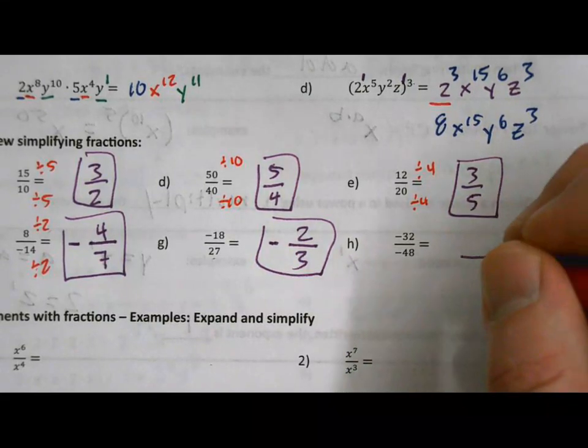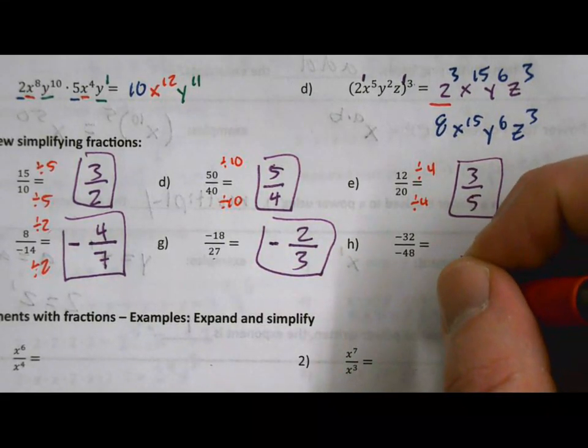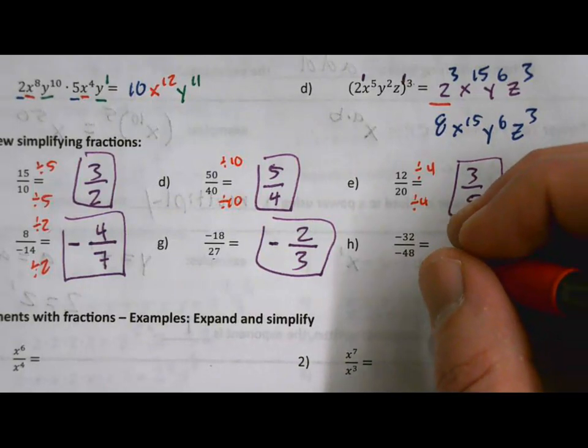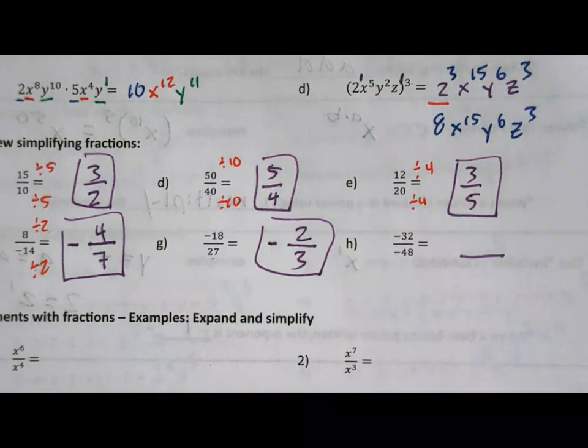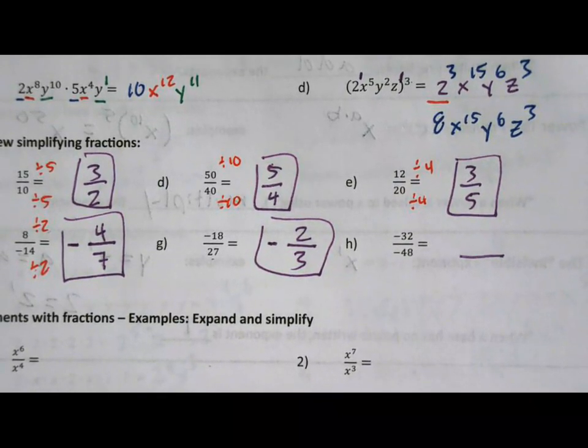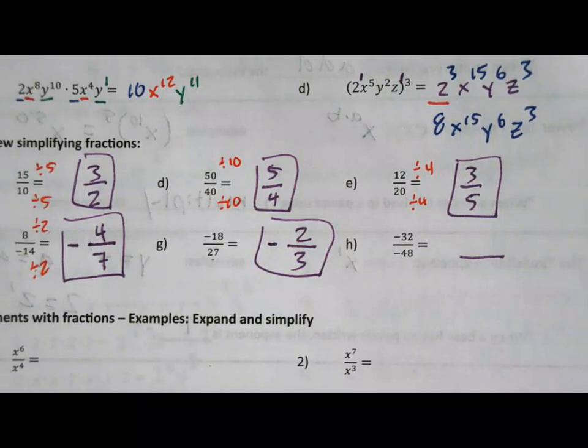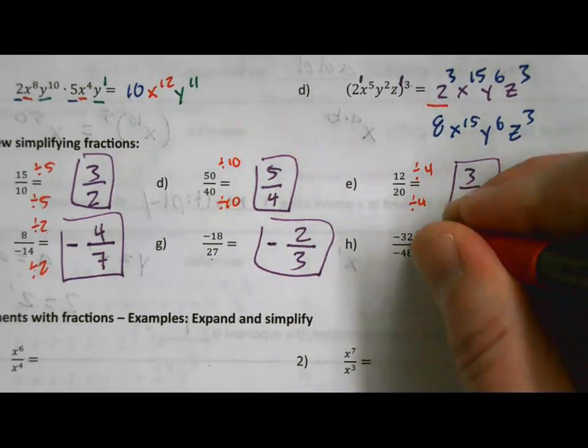Ooh, 16? Does 16 go into both of those? You've got a calculator in front of you. What's 32 divided by 16? I want to say that's 2. And is 48 divided by 16 3? It is? Oh, okay. So 16 goes into both of them.